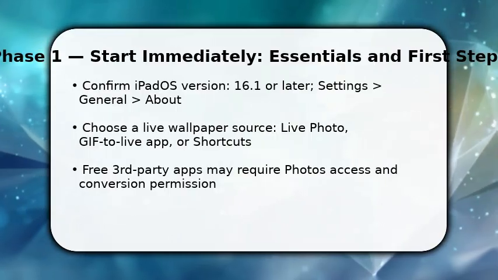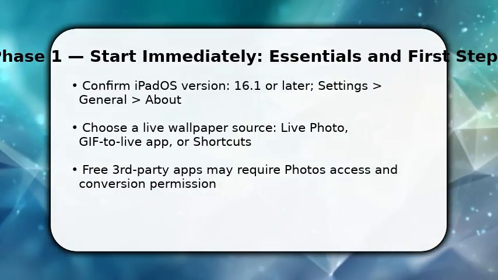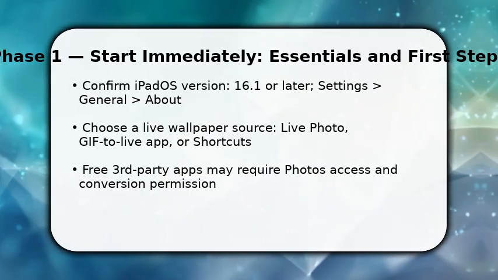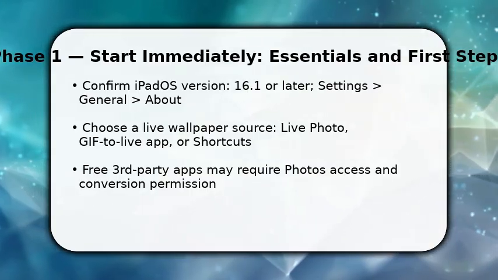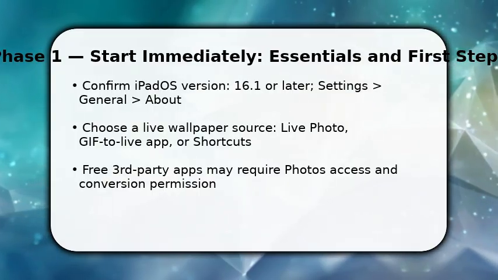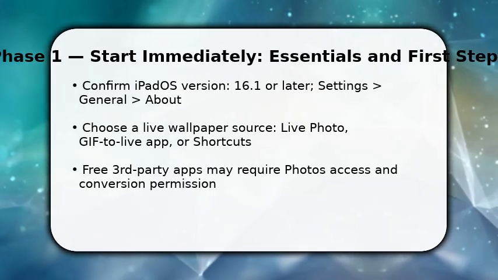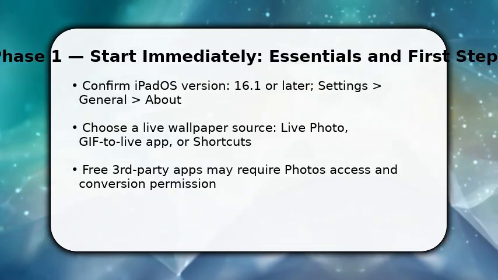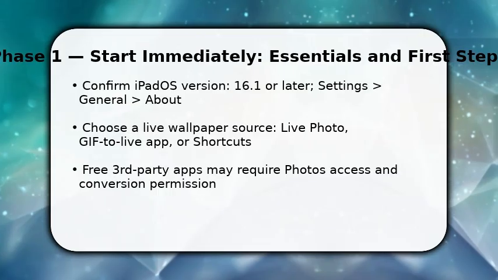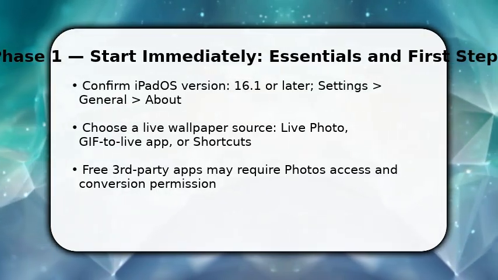You begin by verifying iPad OS and picking your source. This matters because only live photos animate on the lock screen. Open Settings to confirm the OS, then open Photos and pick a live photo or use a GIF-to-Live converter app. Once done, allow the app access to photos so conversions save back to your library. Make sure the live photo plays in Photos before continuing. If it doesn't, convert again or pick another clip.